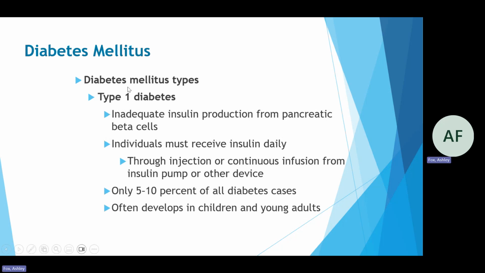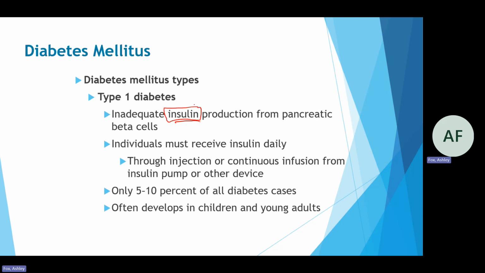Type 1 diabetes mellitus is what you see as juvenile or childhood. So you see it in children and young adults, so it's earlier in age. It's only about 5 to 10% of actual diabetes cases that are type 1. Most are going to be type 2. This is because you're not making enough insulin from the pancreas. So this is where you just don't make insulin.